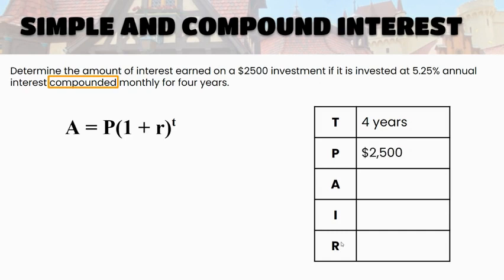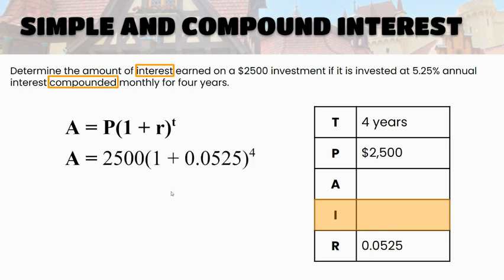Our time is 4 years. Principal is $2,500. And I divide by 100 to make our rate 0.05. It says determine the interest. So here I'm looking for the interest. But if I look at the compound formula, it gives me the amount. So I'm going to have to adjust. That's why we make our T-chart, to make sure that we have everything we need.